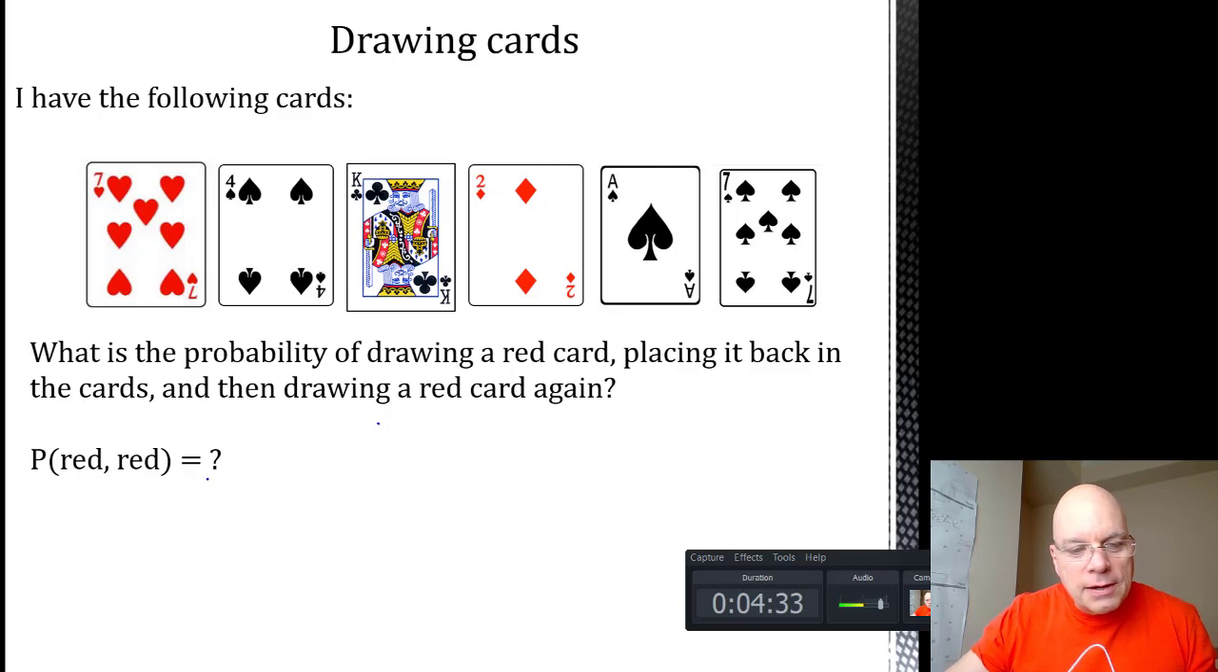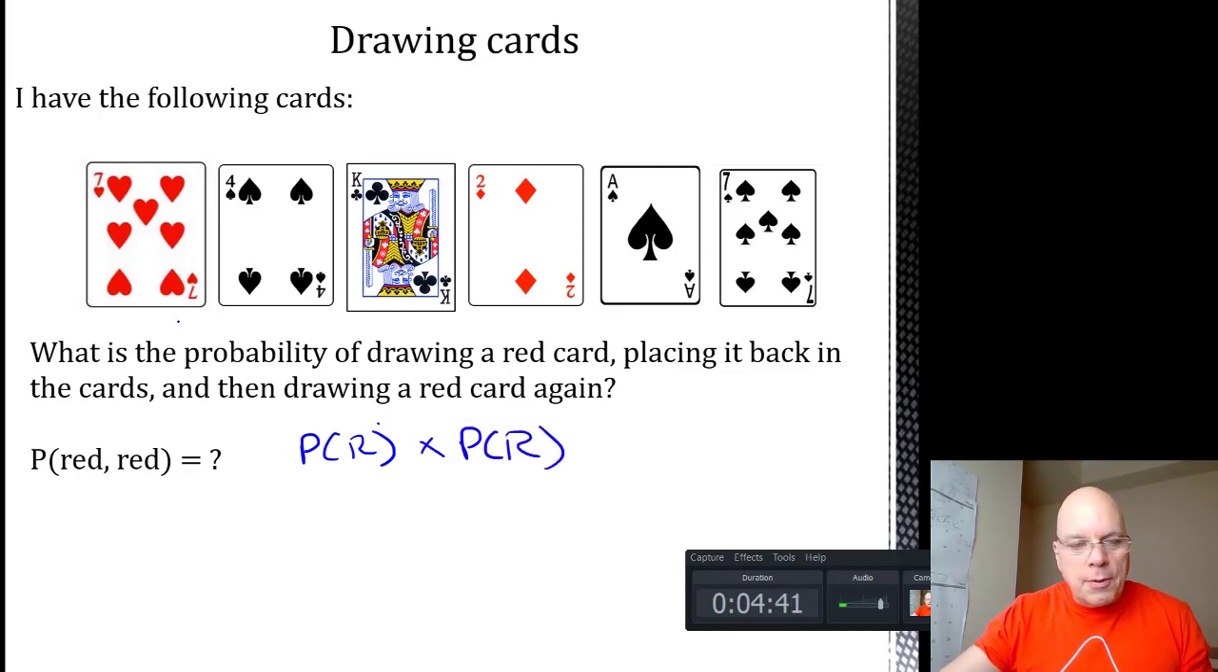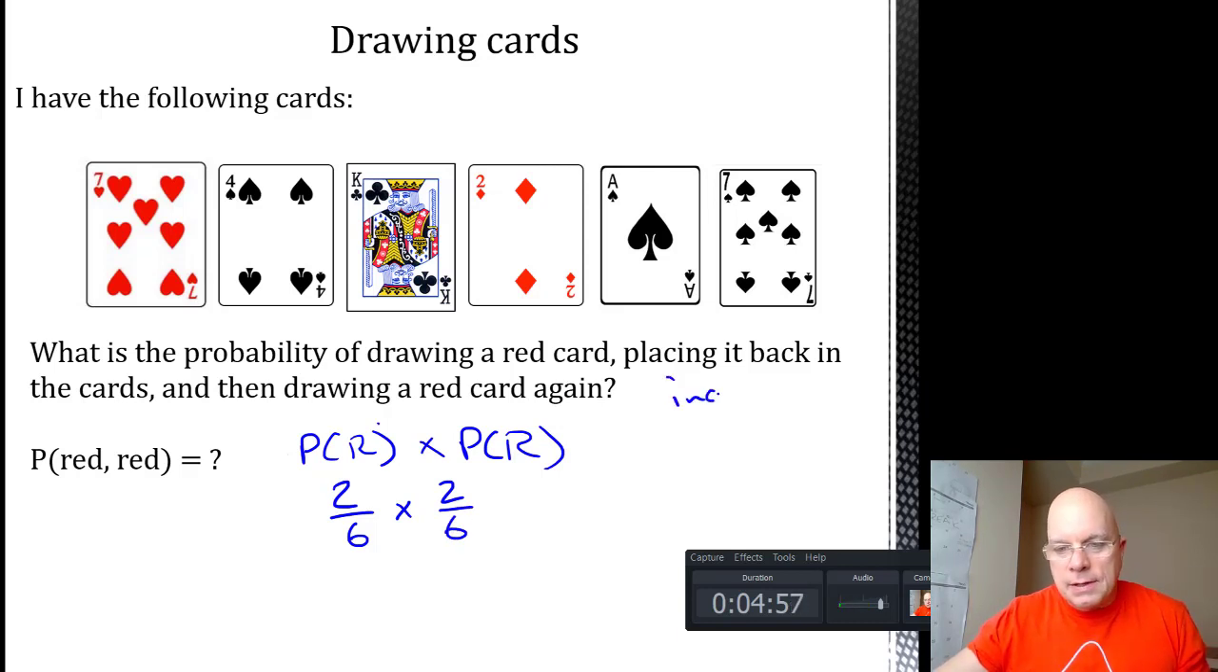The probability of pulling a red card, then pulling another red card is equal to the probability of getting a red card multiplied by the probability of getting a red card. The probability of getting a red card, since there are 6 cards and 2 of them are red, is 2/6. And because I replace the red card and mix them back up, the probability of getting the second red card is also 2/6. These are independent events because I placed it back in the deck of cards.